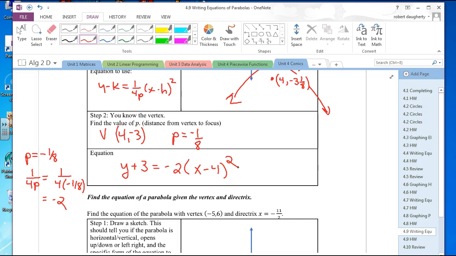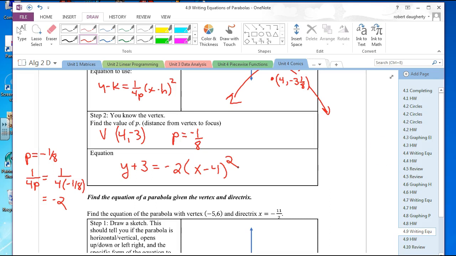So again, you've got to find the vertex to write the equation. You've got to find the vertex and P, and you've got to know which form to use. What's being squared, the x's or the y's? You just look at the information you have, and in all of these, I think you're given the vertex.